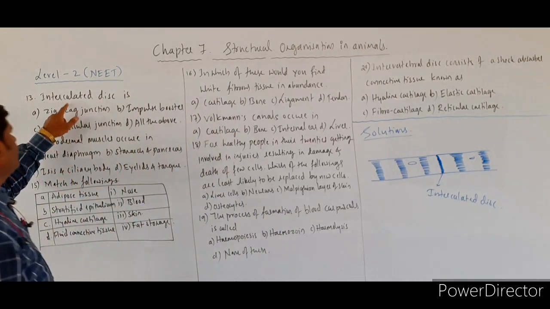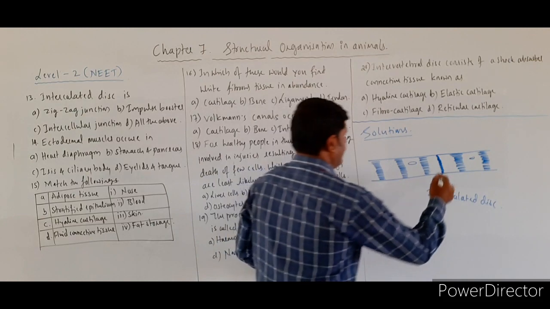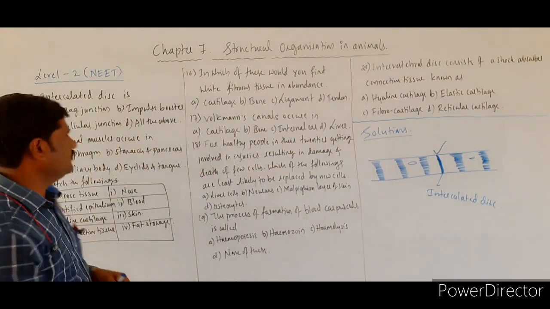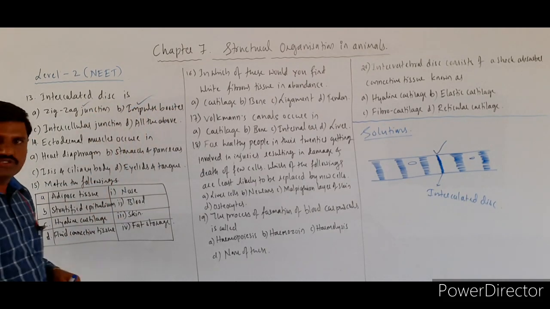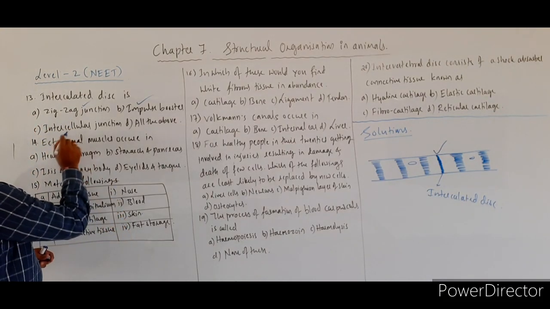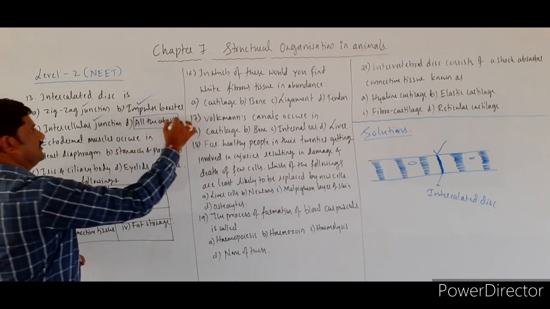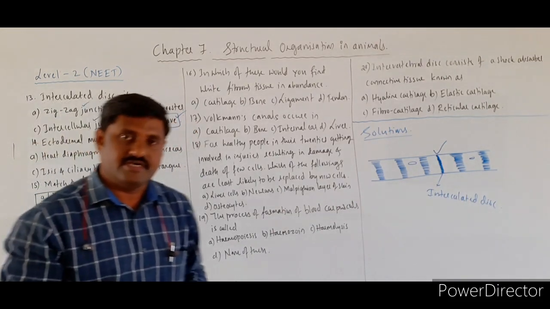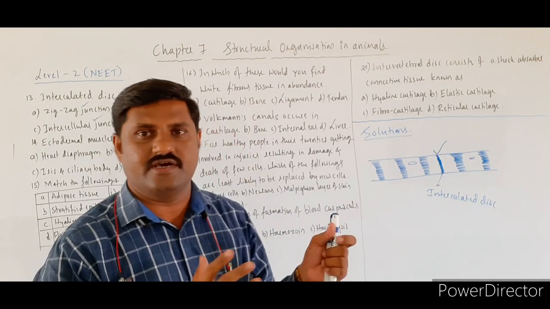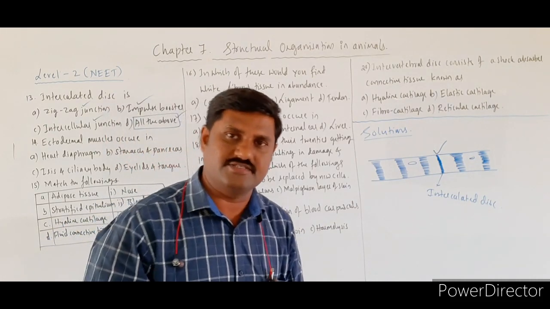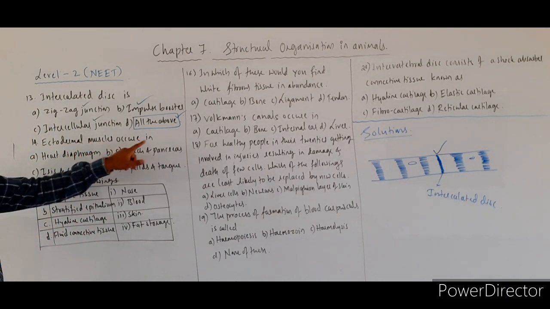Let us see now. So intercalated disc is a zigzag junction. Of course, this is a zigzag junction in between two cells, and an impulse booster. Of course, it boosts the impulses that pass through, and intercellular junctions. Of course. Then what is the answer for this question? All the above is the answer for this question, right? So this kind of discs come in between two cells that join adjacent cells over here. So next question is, ectodermal muscles occur in.